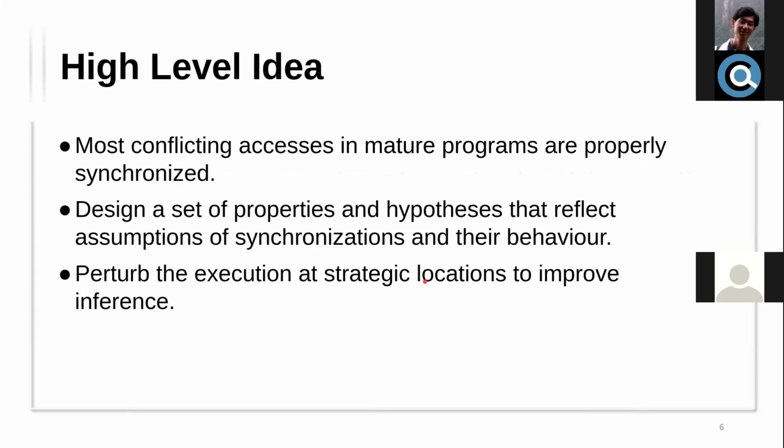Okay, so the high-level idea is these are some assumptions that they made in the paper, which they use to identify where the synchronizations happen. The main bulk of the paper is the set of properties and hypotheses that they use to model how synchronizations work in the code base. They come up with a system that is kind of a linear programming problem, and they solve it, and from there they are able to pinpoint which synchronizations are where. They also have an extra mechanism to perturb the execution at some specific locations. We'll see that later.